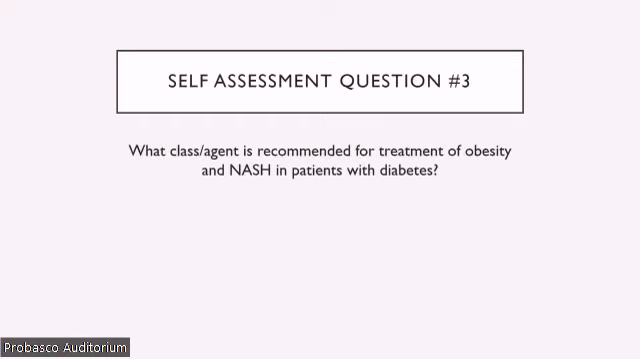Self-assessment question number 3, what class or agent is recommended for treatment of obesity and NASH in patients with diabetes? Yeah, GLP-1s, specifically semaglutide.